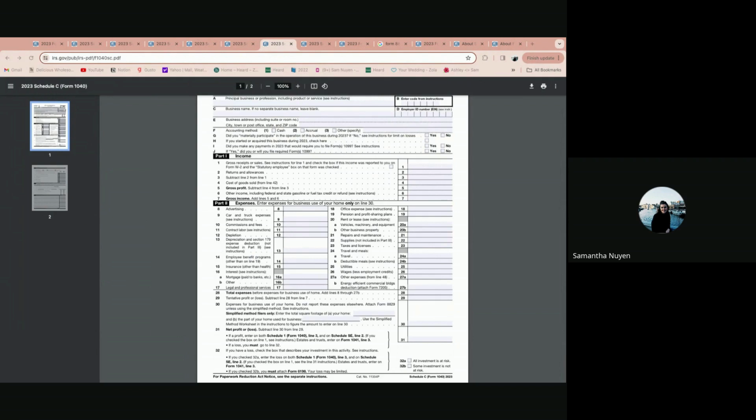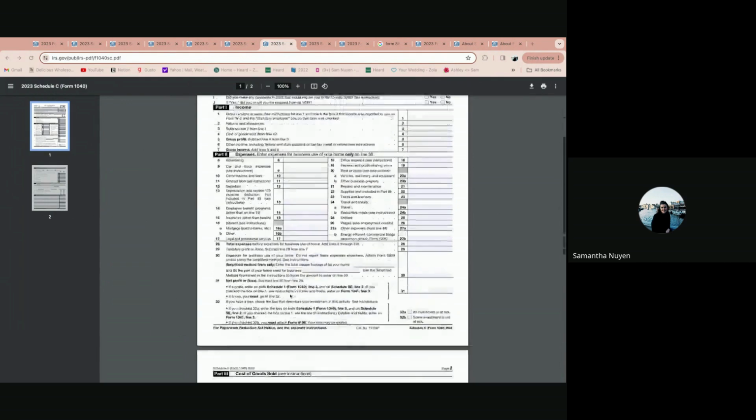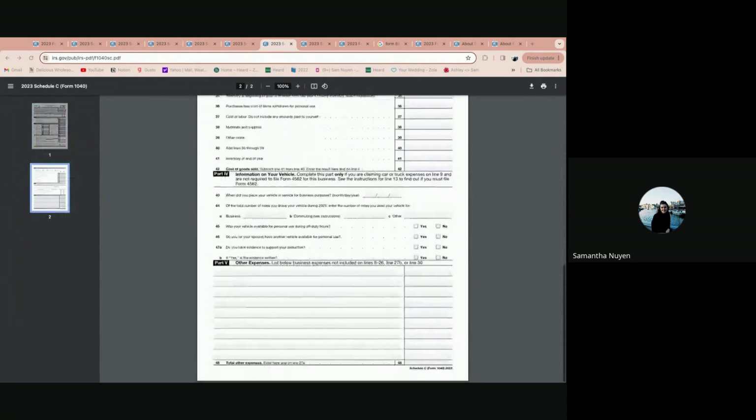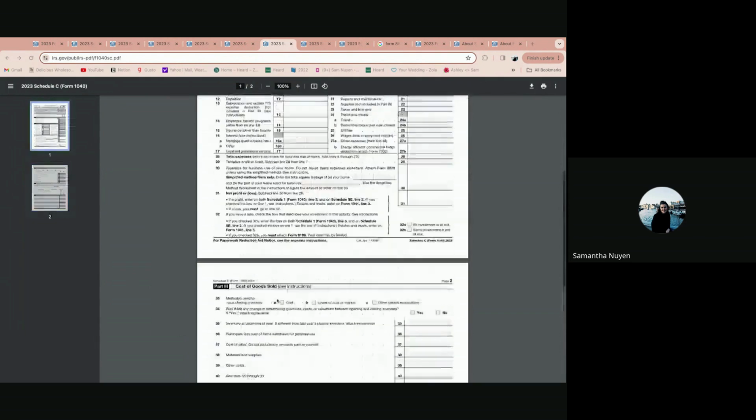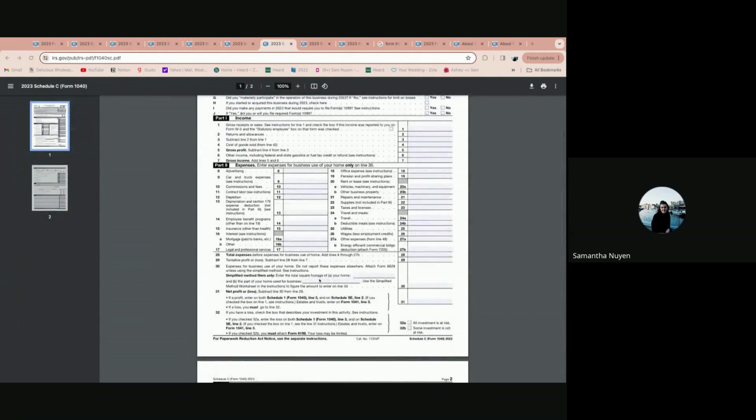Expenses that didn't fall into the categories listed on page 1 of Schedule C are typed here with descriptions at the bottom. Other expenses. But first, we want to look at the total expenses. It would then show you your net profit or loss on line 31 of your company.